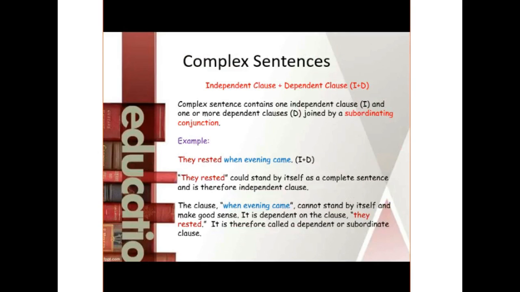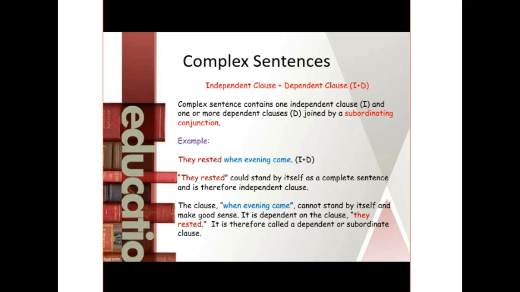Complex sentences: independent clause plus dependent clause pattern. A complex sentence contains one independent clause and one or more dependent clauses joined by a subordinating conjunction. Example: They rested when evening came. So the pattern is independent plus dependent.